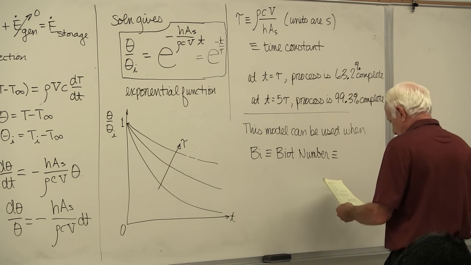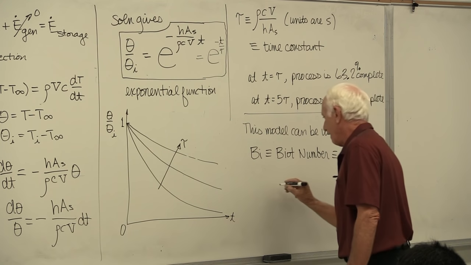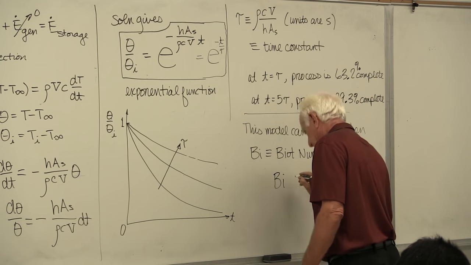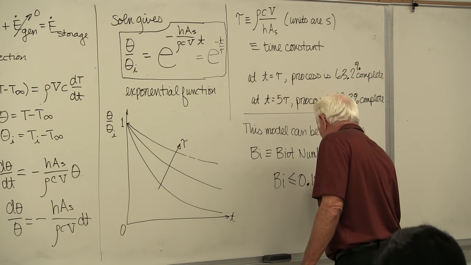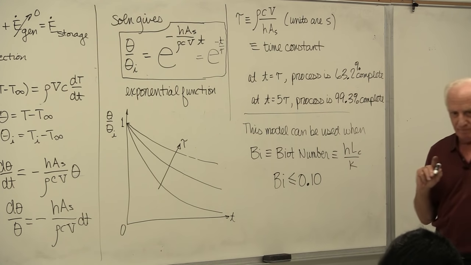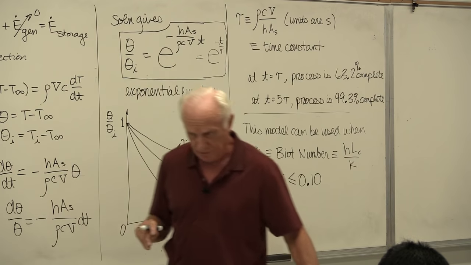The Biot number, hL_c over k, should be less than 1/10. So first of all, you calculate a dimensionless number. Call it the Biot number.